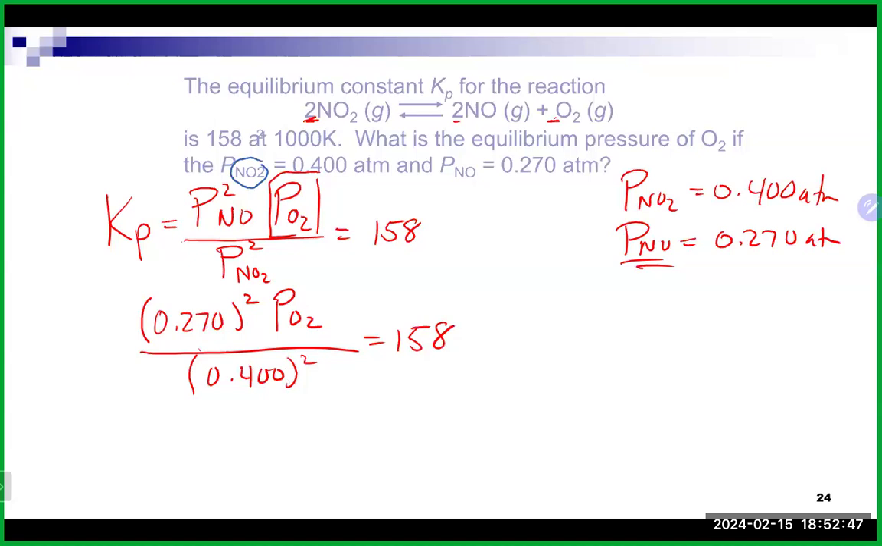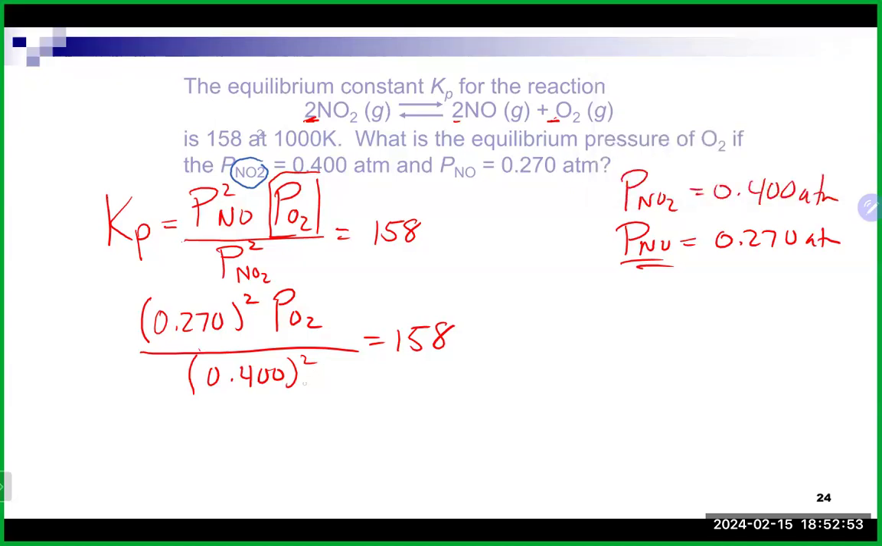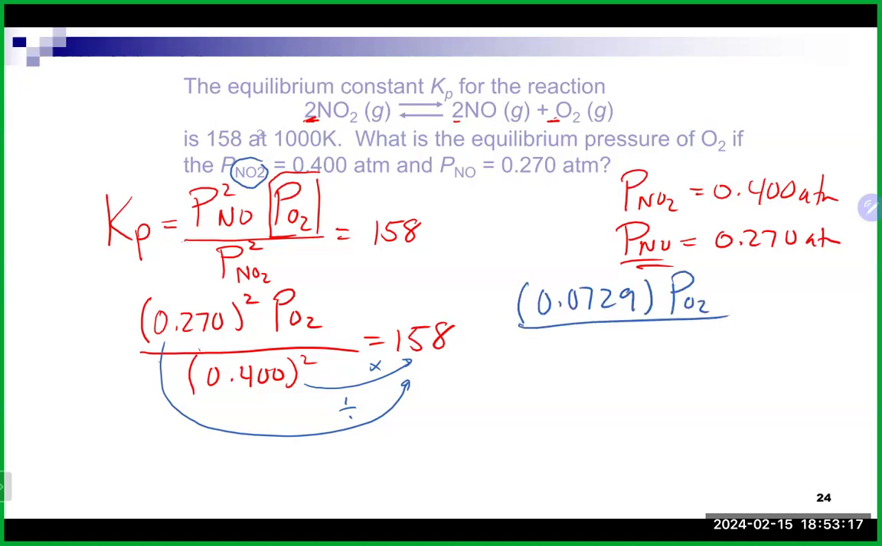Mathematically, to solve this, we're going to basically multiply this to the other side, right? And then come back and divide that afterwards, however you want to do that. So if we want to just get some numbers, we can. 0.27 squared is going to give us 0.0729 partial pressure of O2 divided by 0.4 squared gives us 0.16, and that will equal our 158. So we'll multiply that 0.16 to the other side.